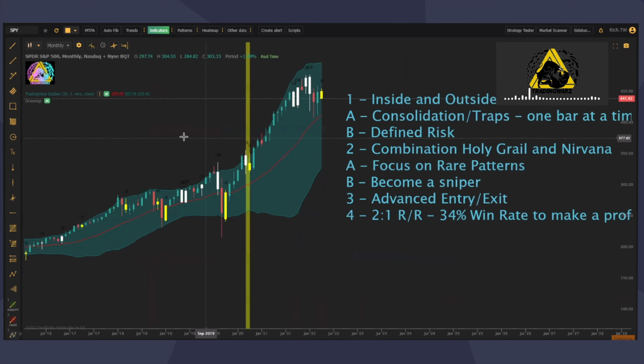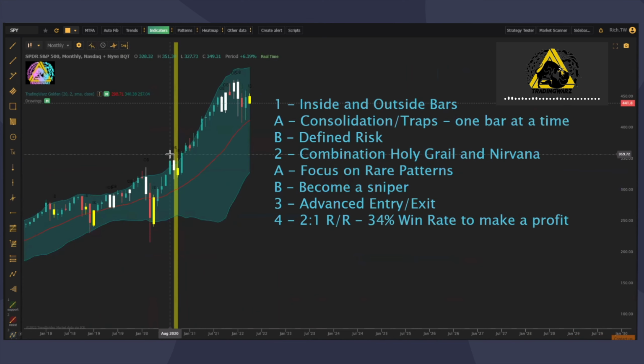So with this indicator, I would love everyone to focus a lot more on the Holy Grails and the Nirvanas because they're so rare. It allows you to become a sniper, and it allows you to get patience in trading, which is the biggest issue that I see with new traders is over trading. And why don't we just look at one more here?